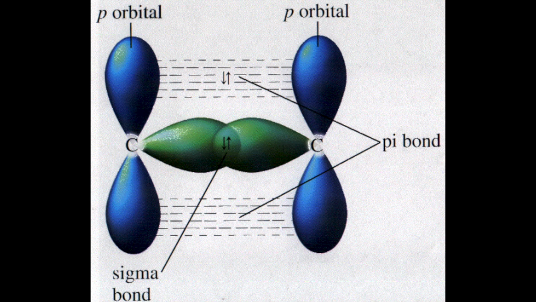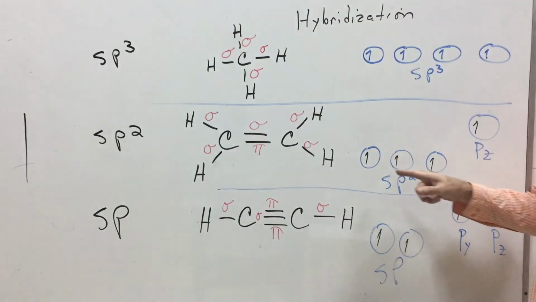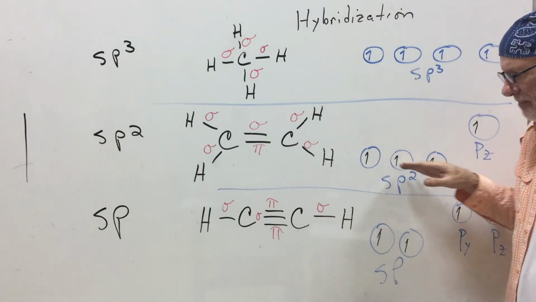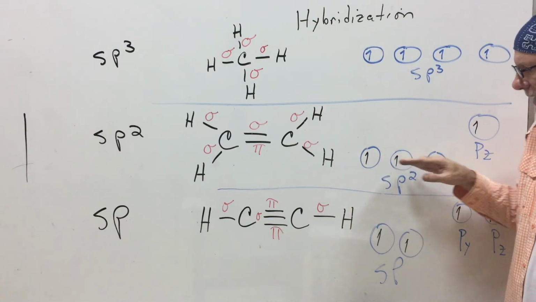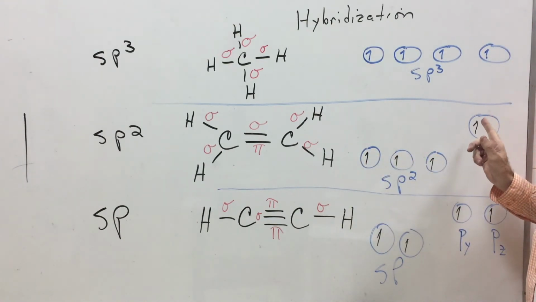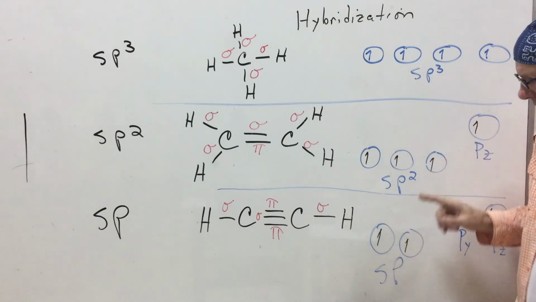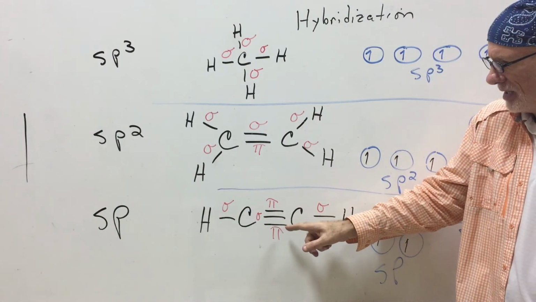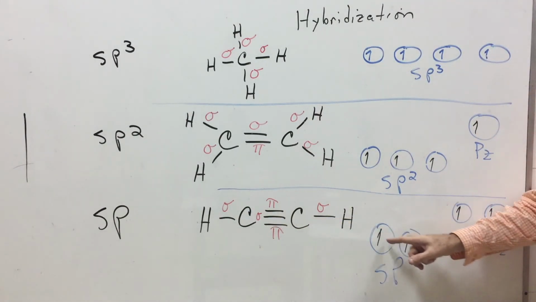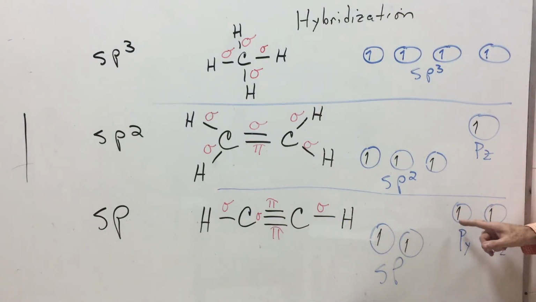Here we have the sigma bond in the green, and then the single pi bond above and below, but it's actually 1 pi bond. We have 4 bonding locations, but we have the sp2, that middle level sp2, and then we have the higher energy p suborbital. And for sp, ethyne, we have sp, and then that middle energy, and then the higher energy py and pz.